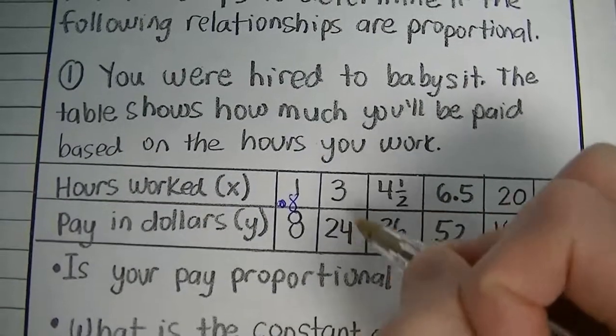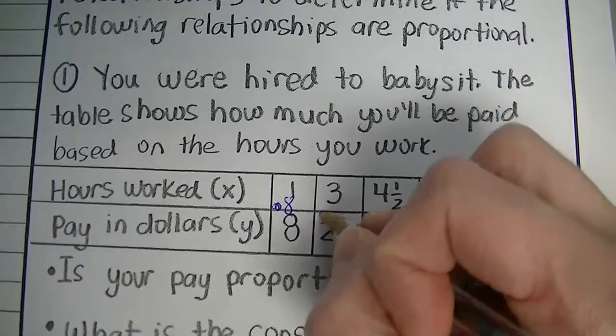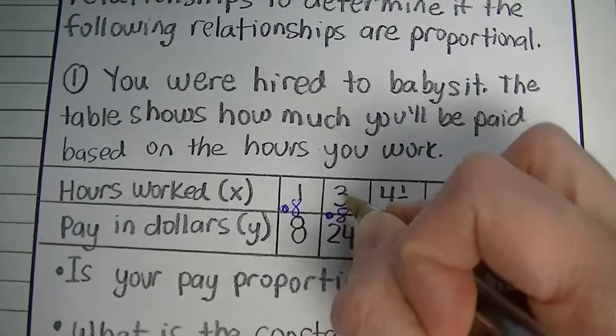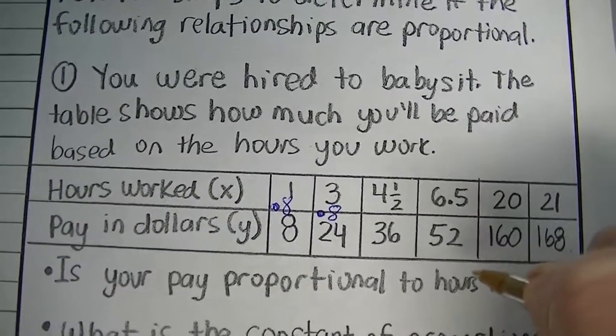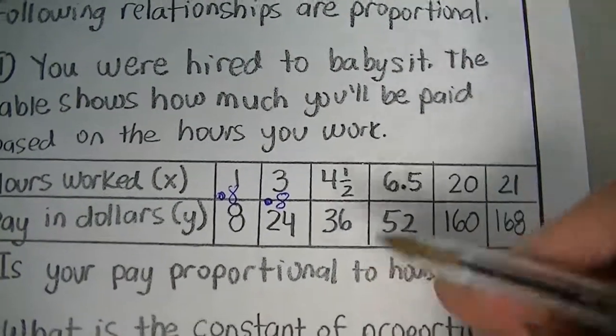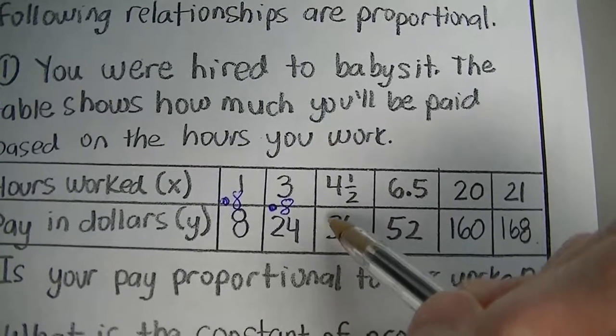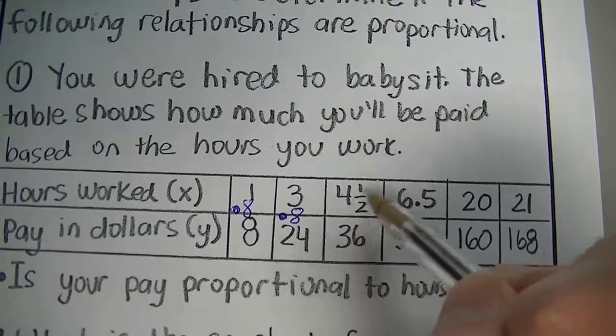Okay, let's go Y divided by X. 24 divided by 3, well, that's also 8. So we're going to multiply that X value by 8 to get the corresponding Y value. Now 36 divided by 4.5. I don't really know that off the top of my head quickly, so I'm going to go ahead and type that in my calculator. I'm going to type in my calculator 36 divided by 4.5.